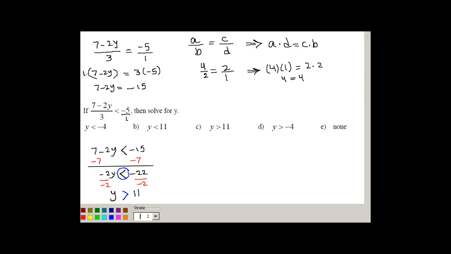So which one is the correct choice here? Looks like C is. Y is greater than 11. So do you see how to solve an inequality, Victor, now? Yes, now I understand this. This is awesome. Thank you.